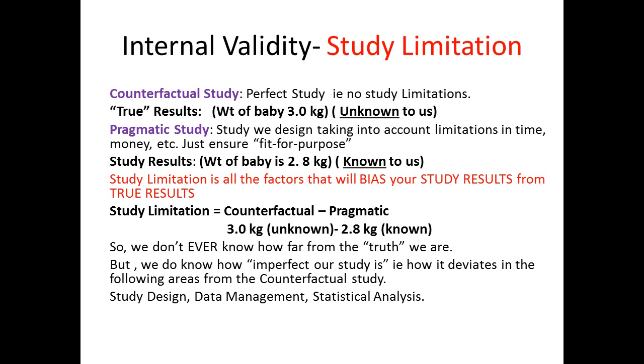Now, usually fit for purpose studies will hopefully give you an answer very close to the true results, right? The good thing about the fit for purpose study is the answer is known to us. So study limitation is all those factors that will bias your study results away from the true results. Or another way of putting it is, study limitation is the unknown value of the counterfactual study minus the pragmatic study, which the value is known, right?